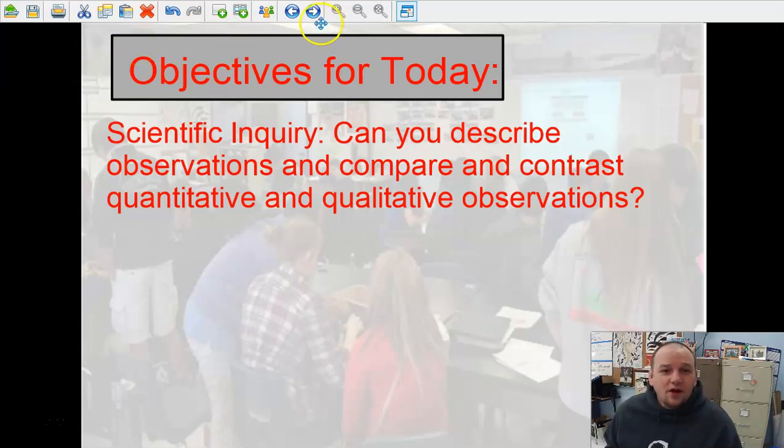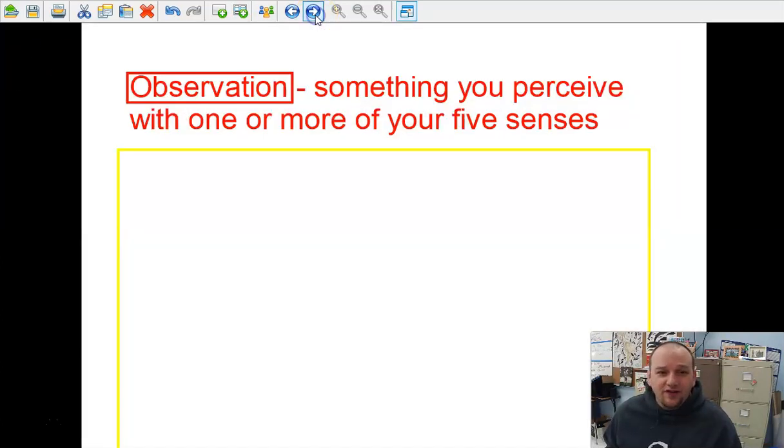Here we go. Okay, so an observation. You'll notice it's in red and boxed, which means it's an important thing and it's a definition. An observation is something you perceive with 1 or more of your 5 senses. You can touch, taste, feel, hear, or smell it. These are things that there's no debate about. They're just simply what's going on unless there's something wrong with one of your senses.